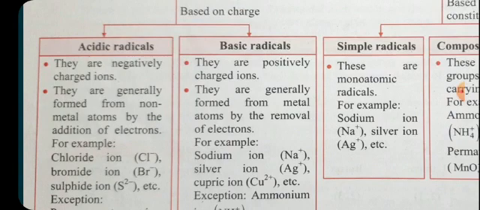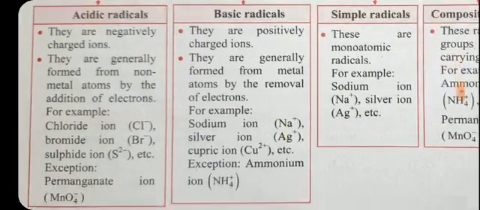Basic radicals are generally formed from metal atoms by the removal of electrons. For example, sodium ion, silver ion, cupric ion, they all are formed by the removal of electrons from them. Exception is ammonium ion.